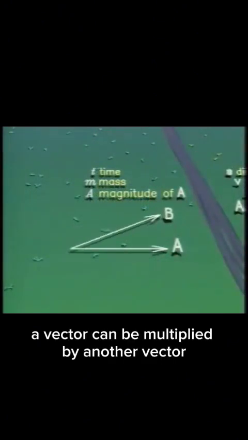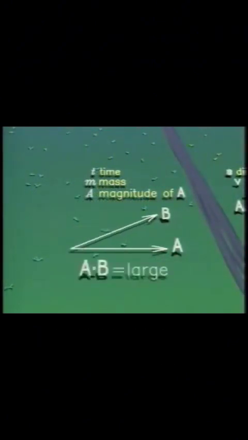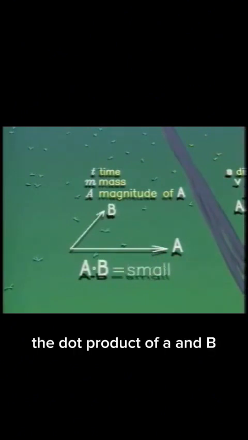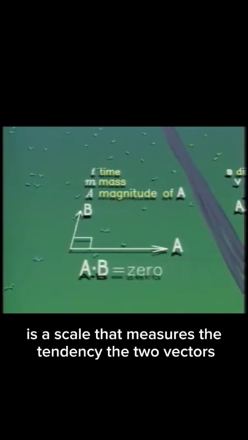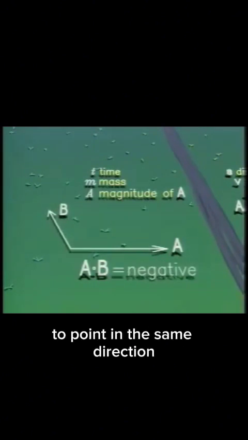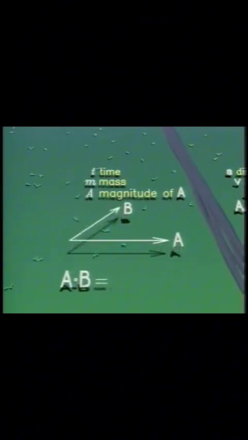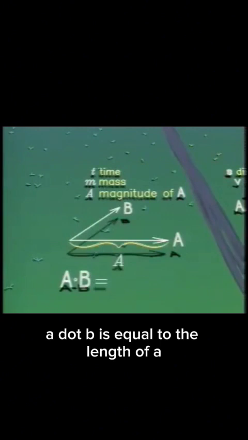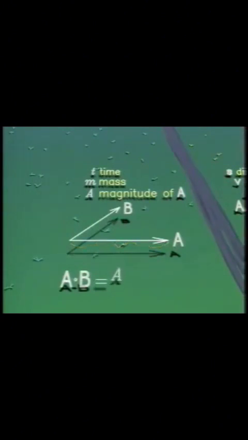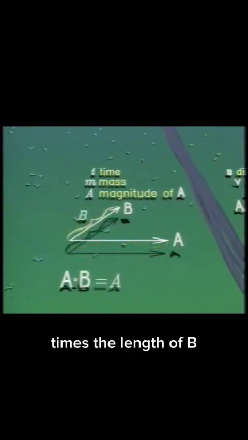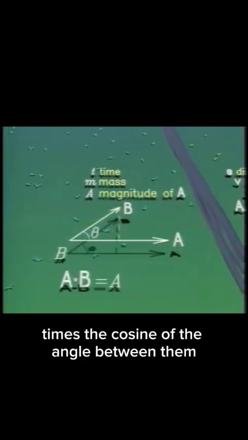A vector can be multiplied by another vector. The dot product of A and B is a scalar that measures the tendency of the two vectors to point in the same direction. A dot B is equal to the length of A times the length of B times the cosine of the angle between them.